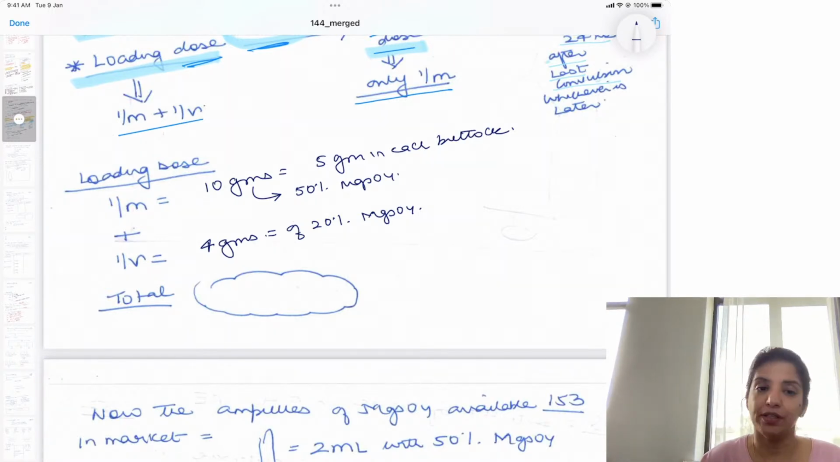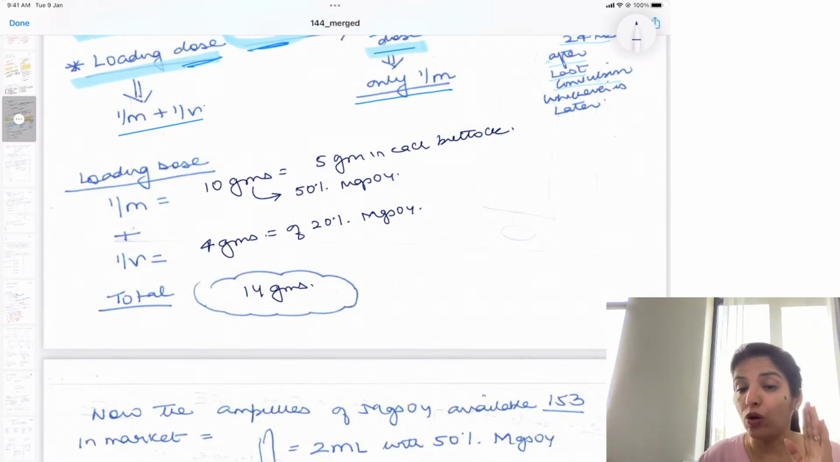In other words, the total loading dose, IM plus IV combined, becomes 14 grams: 10 grams in buttocks as IM dose, 5 in each, plus 4 grams IV. So the total loading dose of magnesium sulfate is 14 grams.